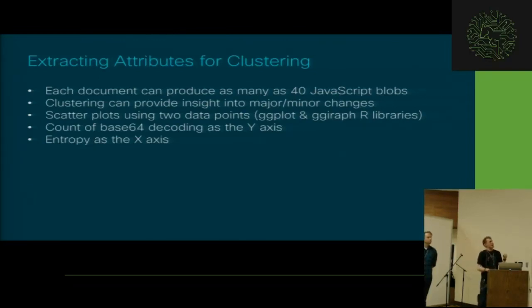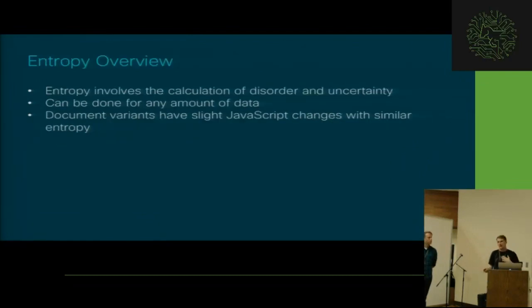Okay. So for those of you who don't know what entropy is, essentially it's the calculation of disorder and uncertainty with any given amount of data. So essentially, it's looking for randomness within any given amount of data. But we can use that for clustering JavaScript files, because any related code would technically look the same in terms of randomness, but it could be different in terms of actual textual content.